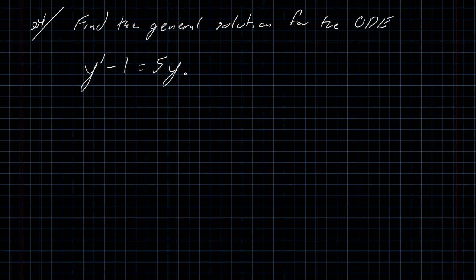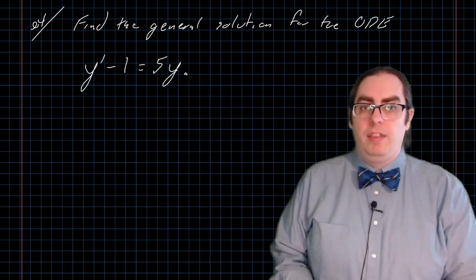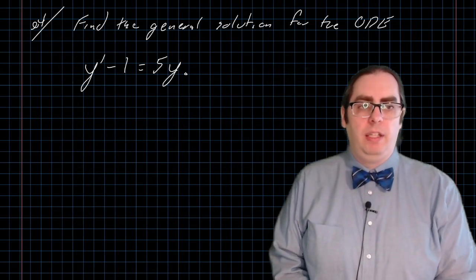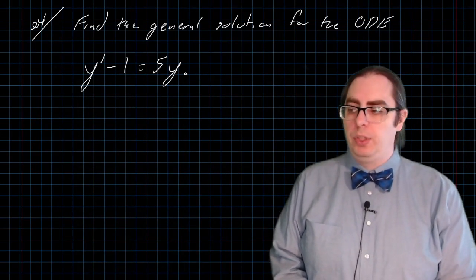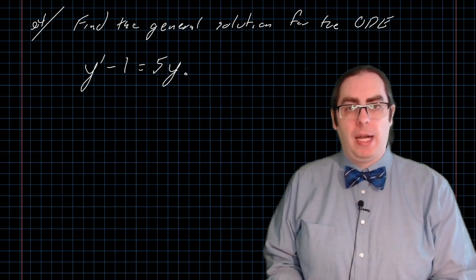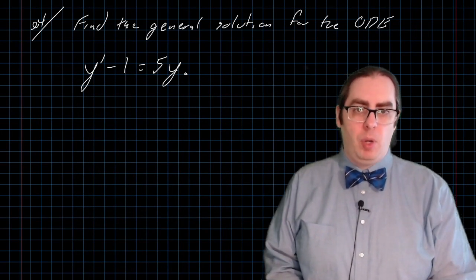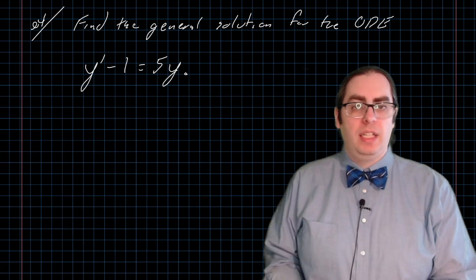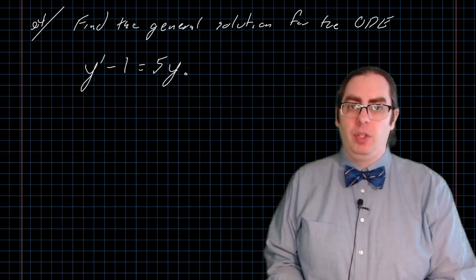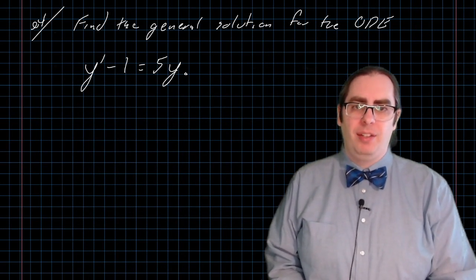All right, so here's one I would like you to take a little bit of time playing around with. I'd like you to find the general solution of the first order linear ordinary differential equation y prime minus 1 is equal to 5y. All right, take a couple of minutes, play around with that, see where you can get to on it, and I'll see you in the next video.